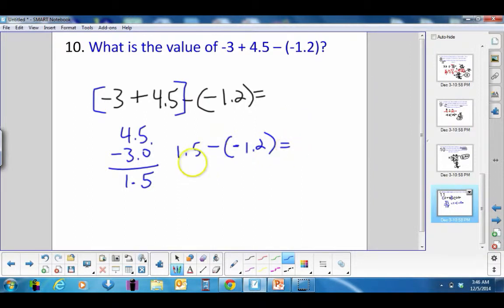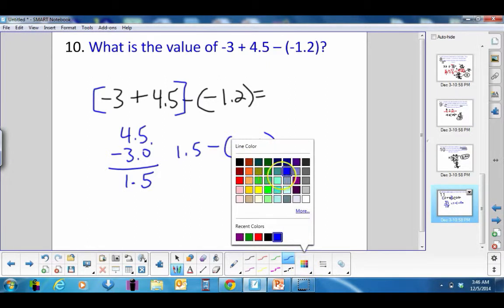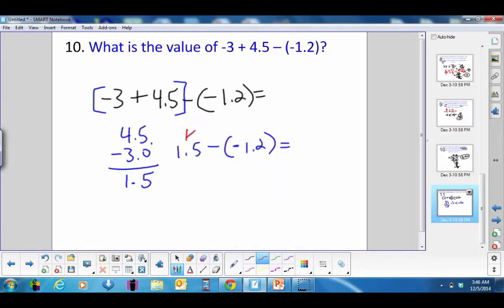Okay, now it looks like I have subtraction of a negative again. I'm going to do the strategy, KCC: keep the 1.5, change this to addition, change to the opposite. So the opposite of -1.2 is +1.2. And when I add those two together, 1.5 plus 1.2, I get 2.7.